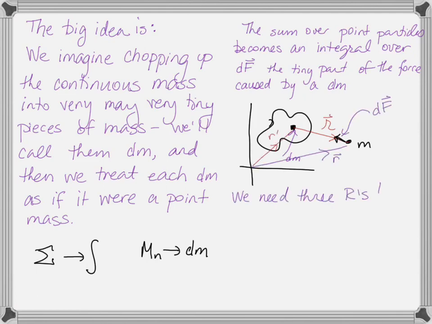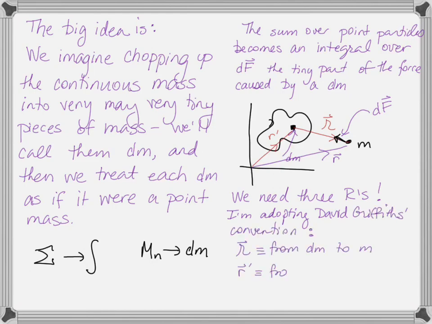And I'm going to introduce a new scripty symbol, scripty r. The scripty r goes from the dm to the little m that you're calculating the force on. Then there's the r prime. We use primes to go from the origin to the dm, so to the continuous object, basically. And then that leaves the regular r.